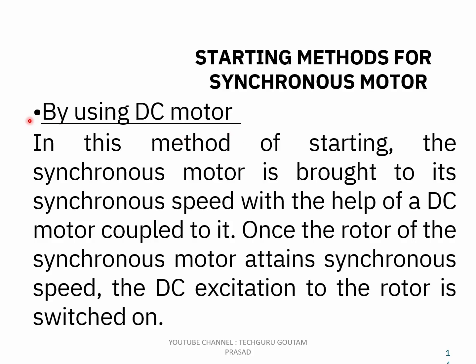The next method is by using a DC motor. The DC motor helps the synchronous motor reach nearby synchronous speed, and then again we switch on the DC supply of the rotor at this speed, and then the rotor poles get locked with the stator poles, and it keeps running at the synchronous speed.